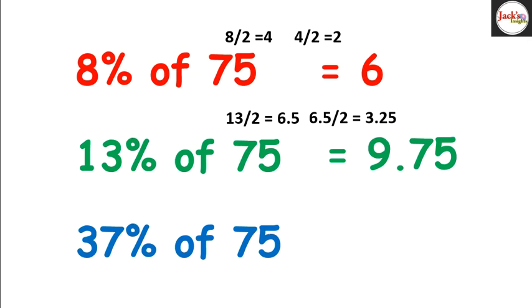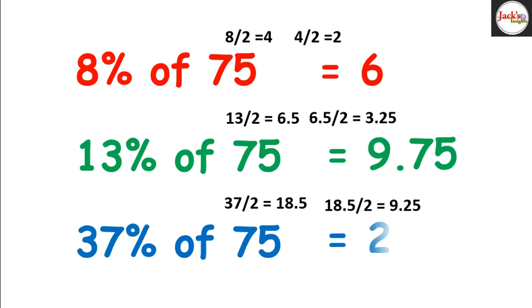37% of 75. Half of 37, that is 18.5. And what is half of 18.5? That is 9.25. So 9.25 plus 18.5, what is the answer? So you will get 27.75. Okay, and that is 37% of 75, which is 27.75.